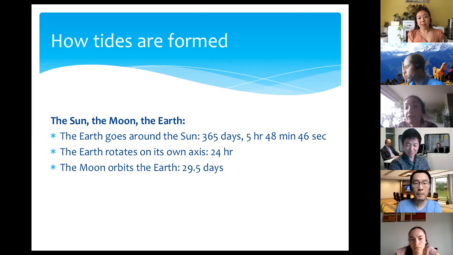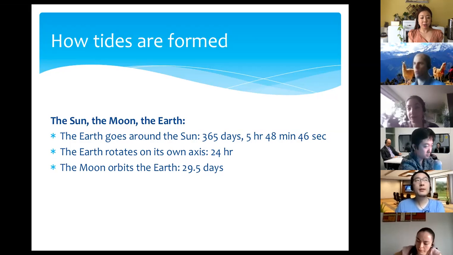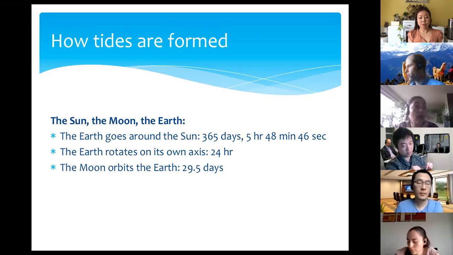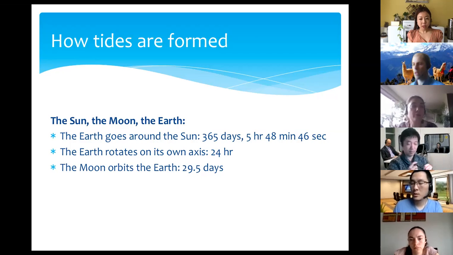It takes a year for the Earth to orbit the sun, 365 days, 5 hours, 48 minutes, and 46 seconds. The Earth rotates on its axis as well. While it's going around the sun, it also rotates on its own axis, and it takes 24 hours. So this is our Earth day. And finally, the moon orbits the Earth, and it takes the moon, after all said and done, 29.5 days. There are some bells and whistles that I'm not going to go into, so we'll just settle on 29.5 days for our purposes.